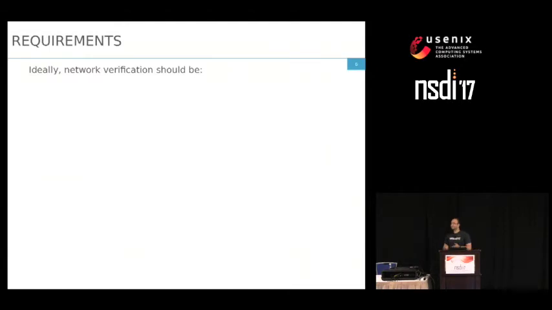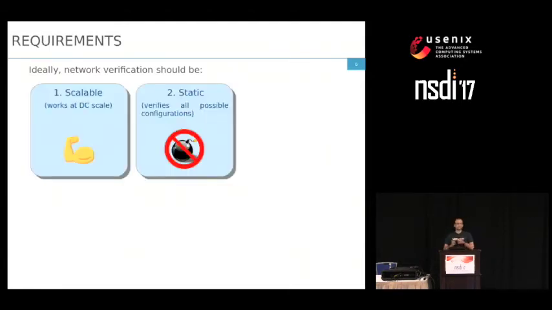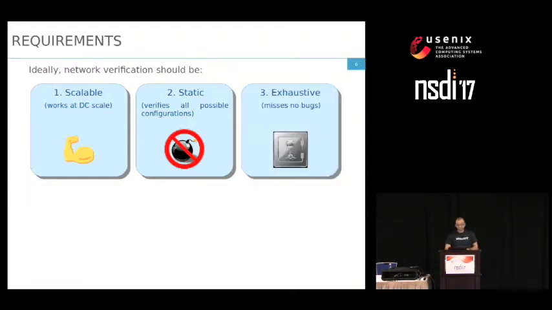So ideally, we would like our network verifier to be scalable. We would like it to be able to verify the network statically before it's deployed. And it should be exhaustive. It shouldn't miss any bugs. And with existing approaches, you can get one out of three at best.